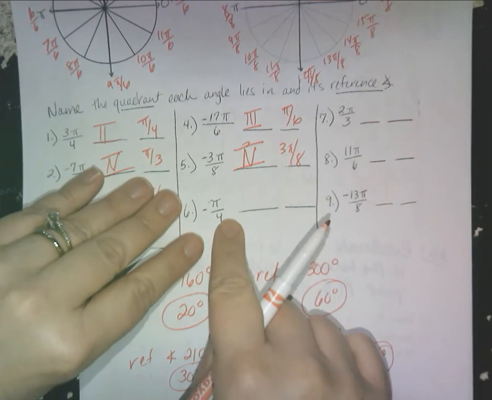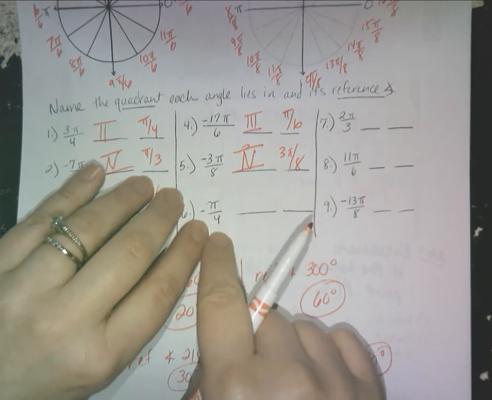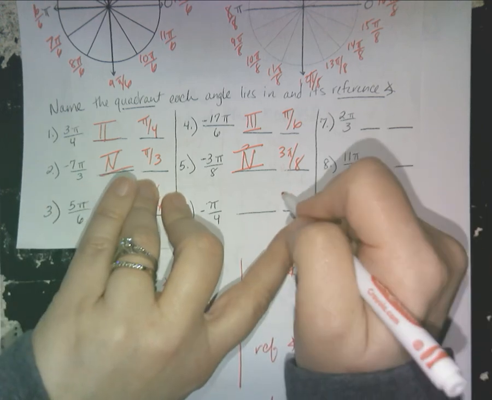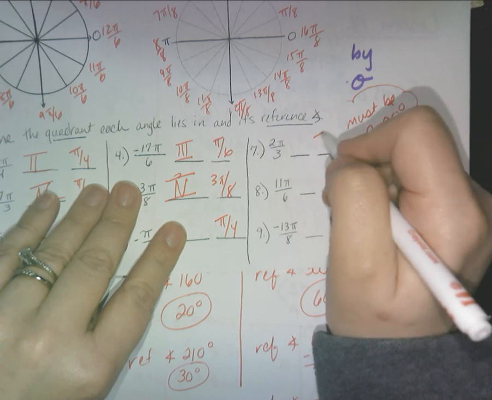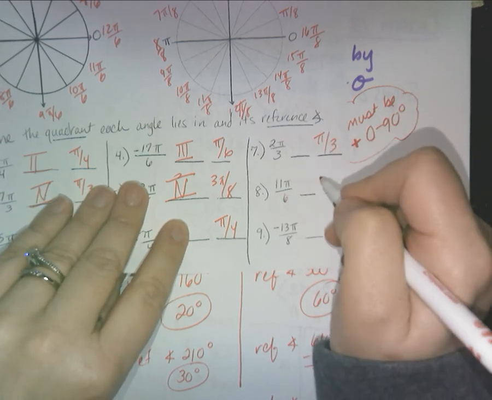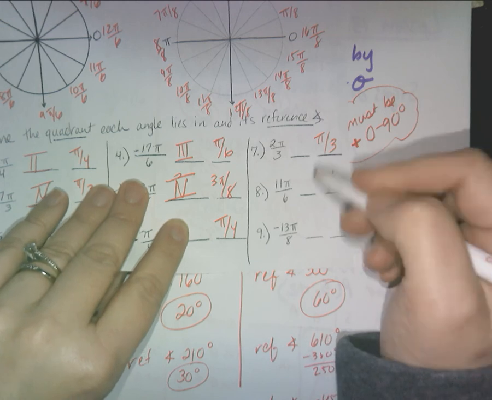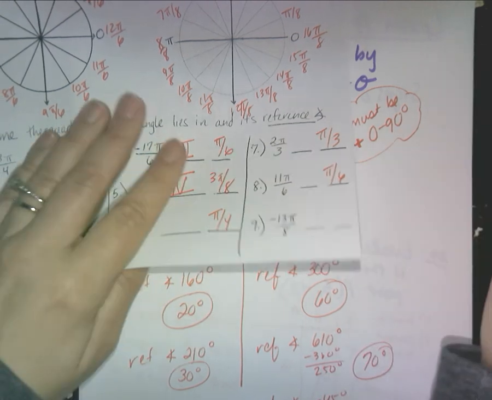But don't even worry about telling me what quadrant it is. What is your reference angle to negative pi over 4? What would the reference angle be? Pi over 4. What would the reference angle be to 2 pi over 3? Pi over 3. What would the reference angle be to 11 pi over 6? Are you ready? Pi over 6. The 8s you never really use, but they're on here.